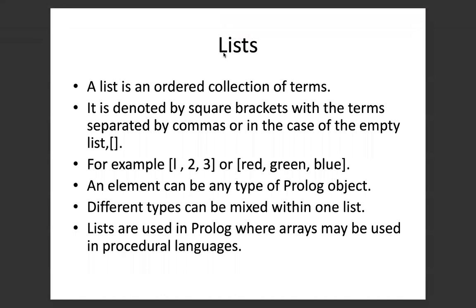Now let's look at what lists are in Prolog. In a way, you can say that a list is like the lists we see in Python. You can treat them as arrays, if you will. So you are allowed to use lists in Prolog as well. Basically, a list is an ordered collection of terms. It is denoted by square brackets, for example, [1, 2, 3] or [red, green, blue], like so.